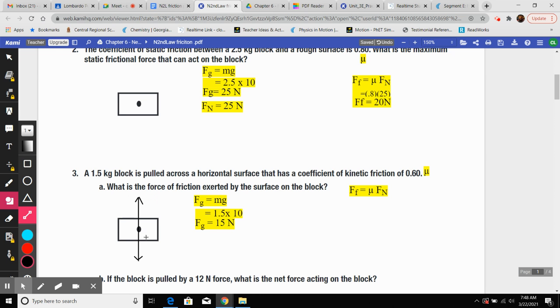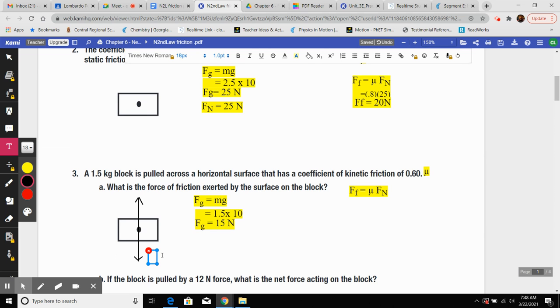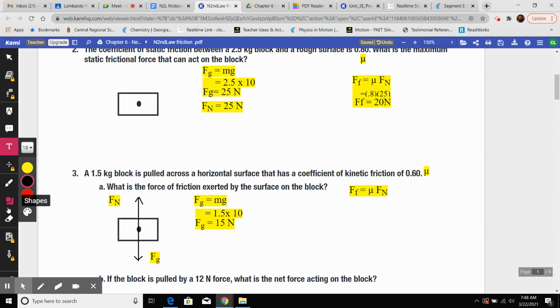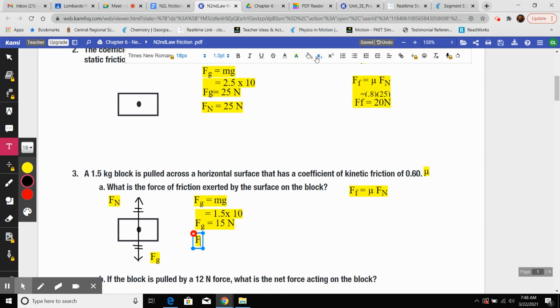If weight is down, we have F sub g down here, and we have F sub n for normal force. These 2 things, guys, are equal. So if these 2 forces are equal, they have to balance each other. So if the weight is 15 newtons, that means the normal force has to be 15 newtons. So we have our F sub n for normal force, and that is equal to 15 newtons. And now we have everything that we need.